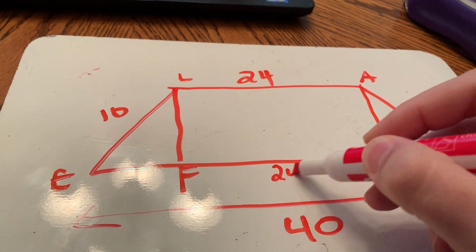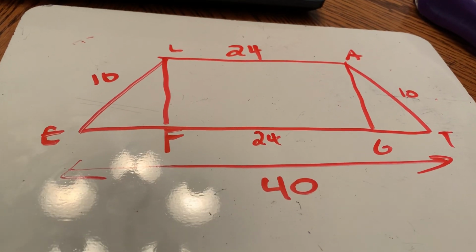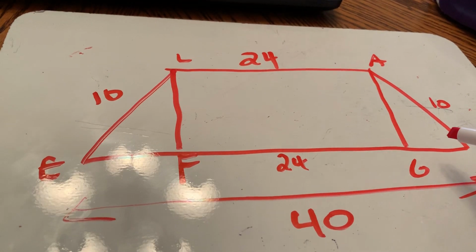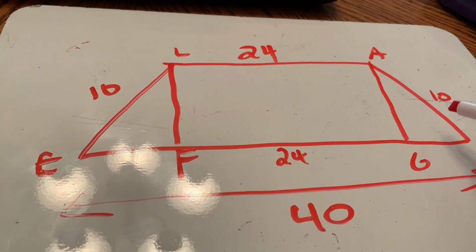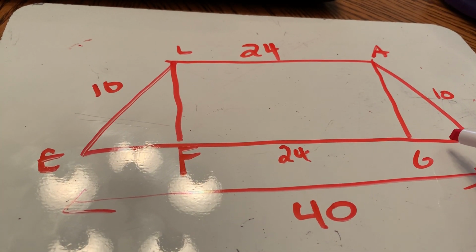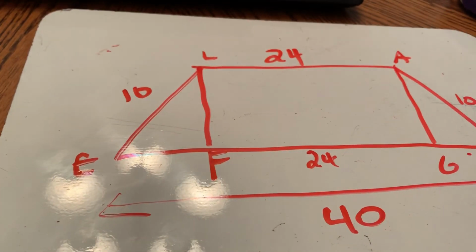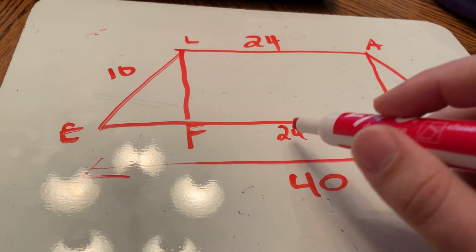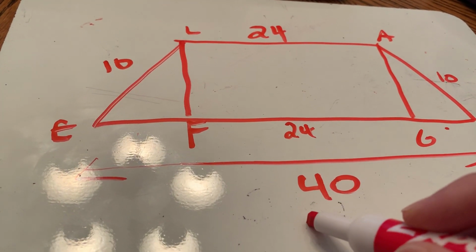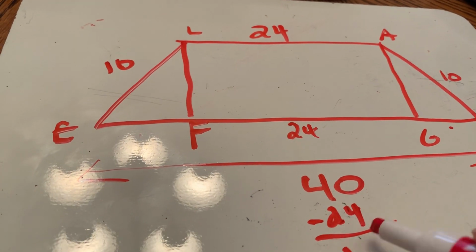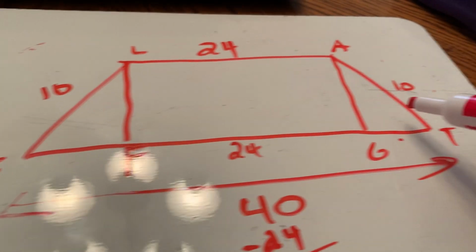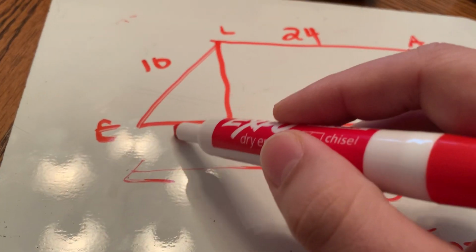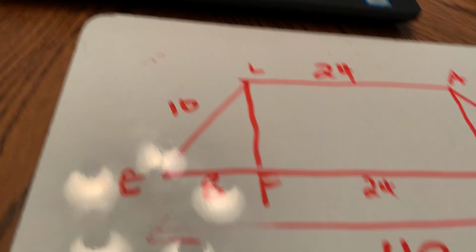So I know this is 24. And since we're doing it straight down, and it's an isosceles trapezoid, our assumption is that GT and EF are equal. So the whole thing is 40, this part's 24, so 40 minus 24 is 16. Then EF and GT are split up evenly, so divided by 2, it gives me 8. So I've got 8 and 8.